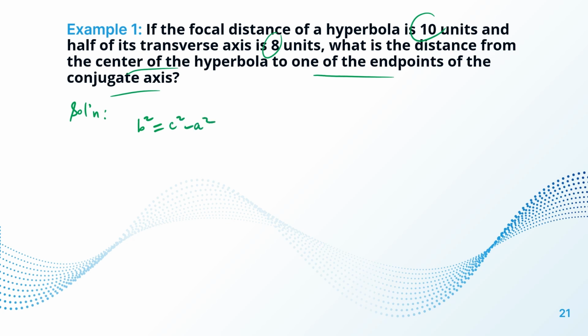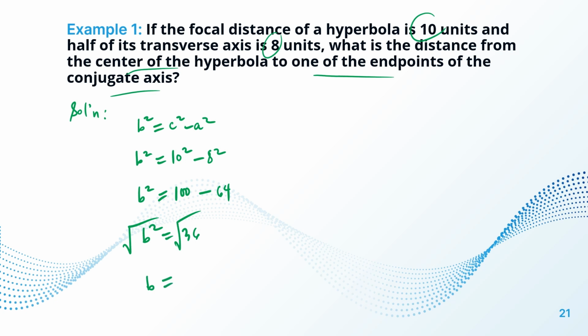Substituting the given values, B squared is equal to C, which is 10 squared, minus A, which is 8 squared. Simplifying, B squared is equal to 10 squared, that's 100, minus 8 squared, that's 64. So B squared is equal to 100 minus 64, that's 36. Take the square root of both sides to cancel out the squared power, so the variable B is equal to the square root of 36, that's 6.